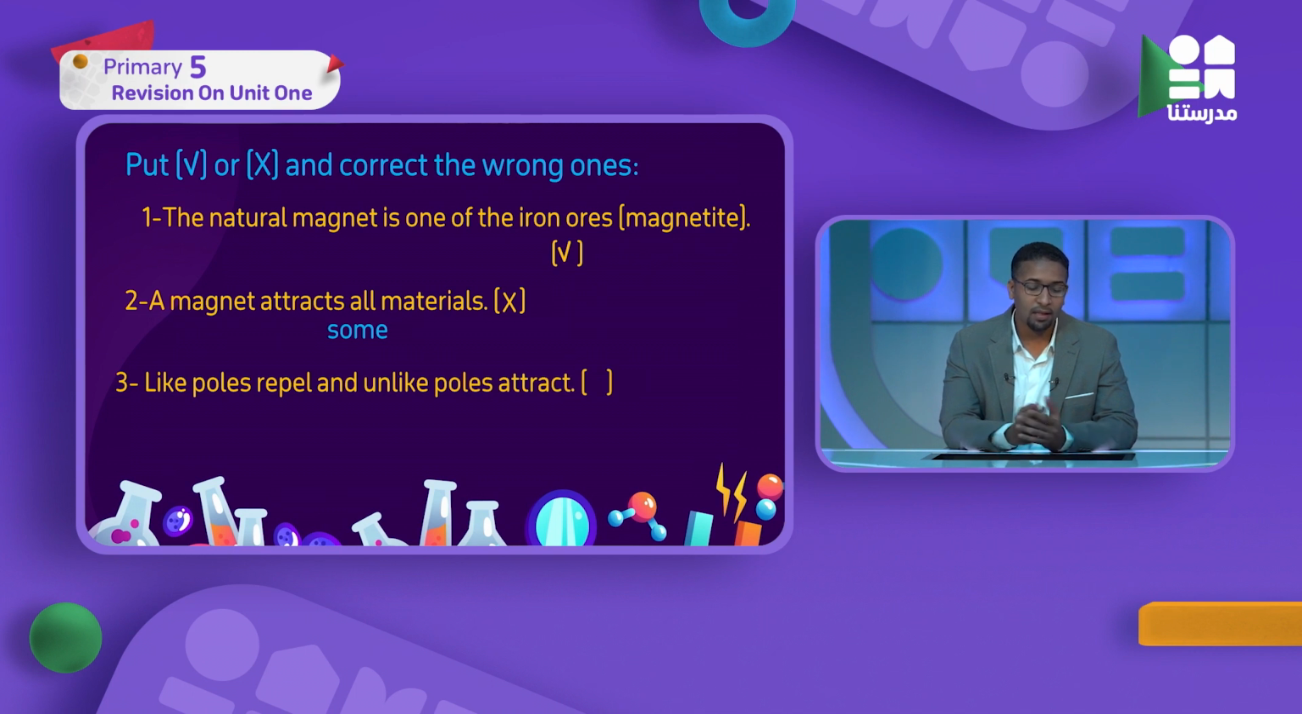Like poles repel each other, and unlike poles attract. Unlike, like north and south, attract. Yes, that is right.